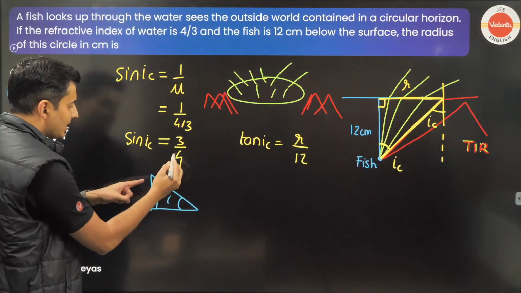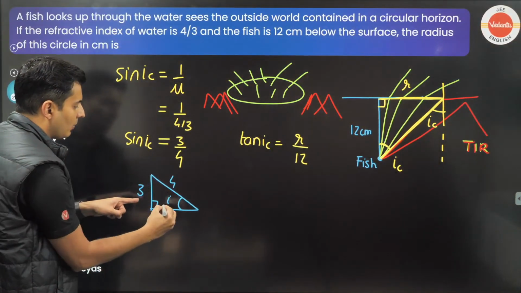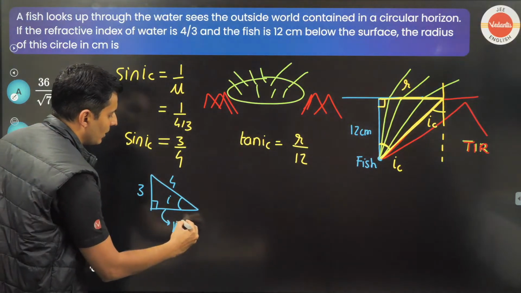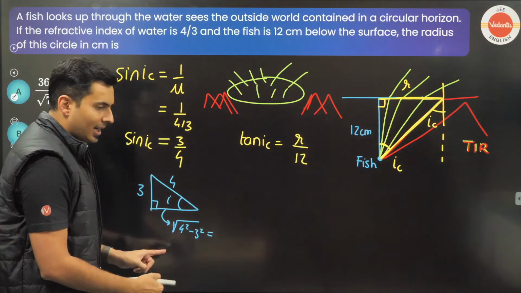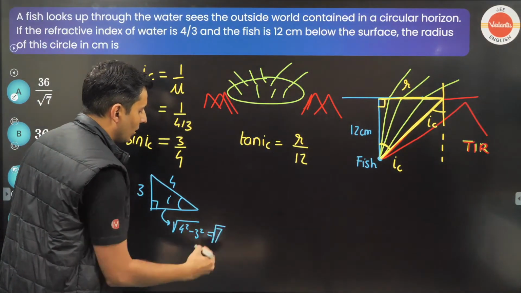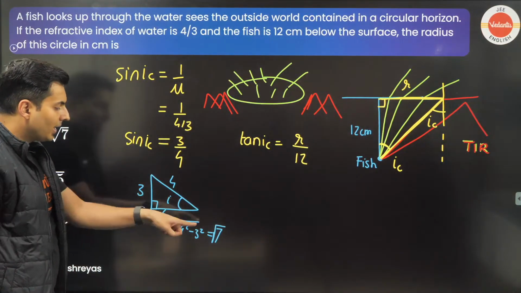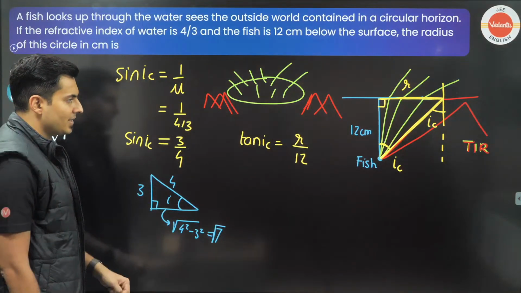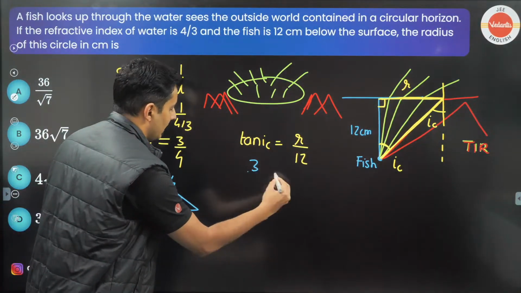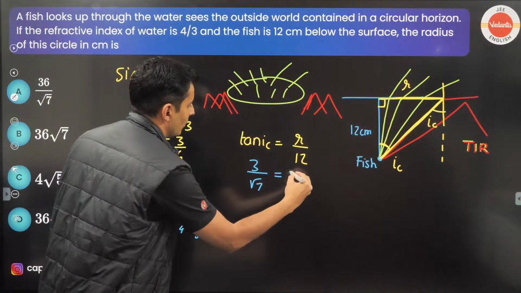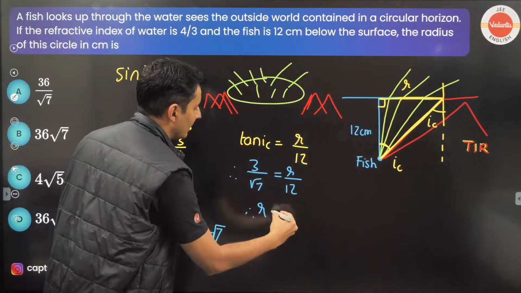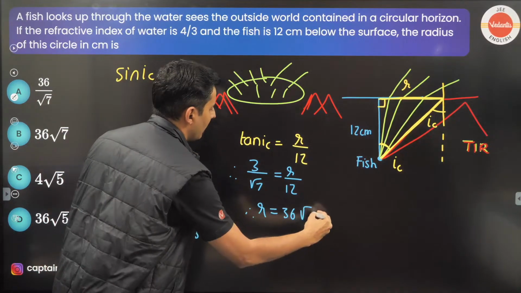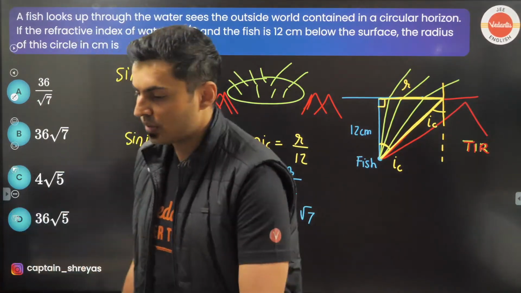This is theta. Sine is opposite side by hypotenuse. Naturally, this side will be root of 4 square minus 3 square. So 16 minus 9, which is nothing but root of 7. So tan of theta will be opposite by adjacent. That's it, it is going to be r by 12. So r will be 12 threes are 36, and I have root 7. So 36 root 7, guys.